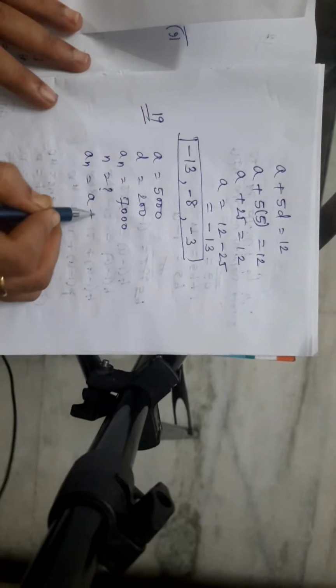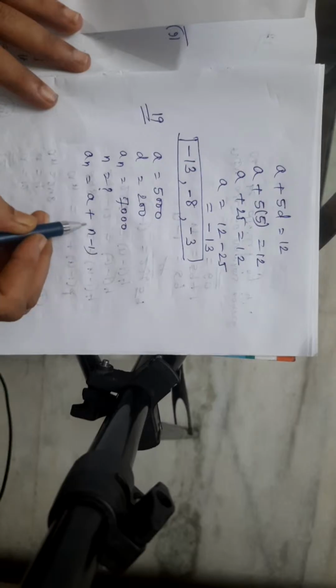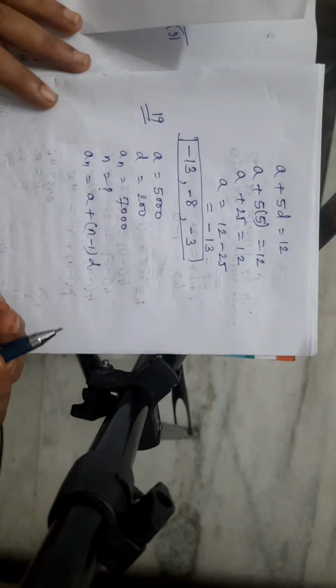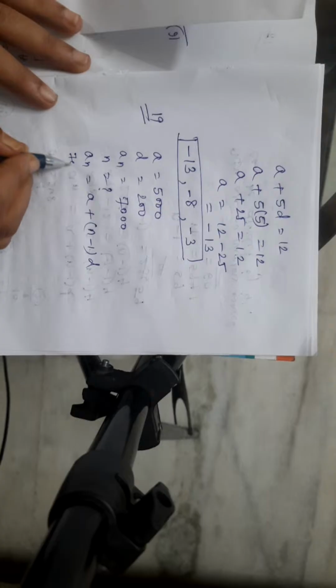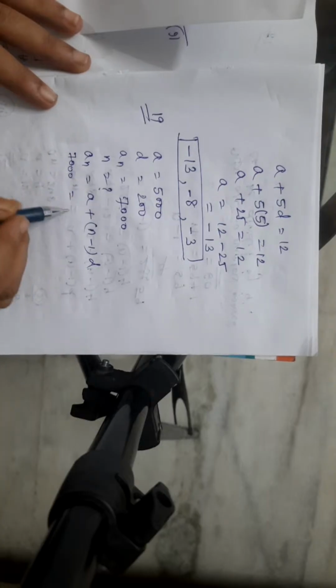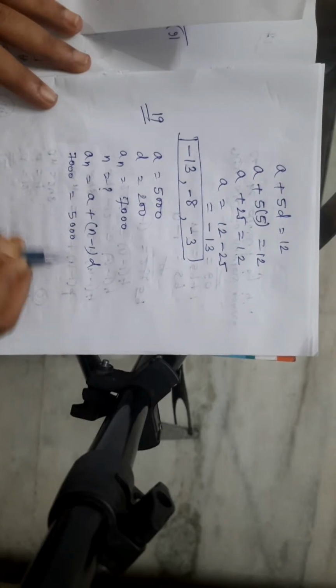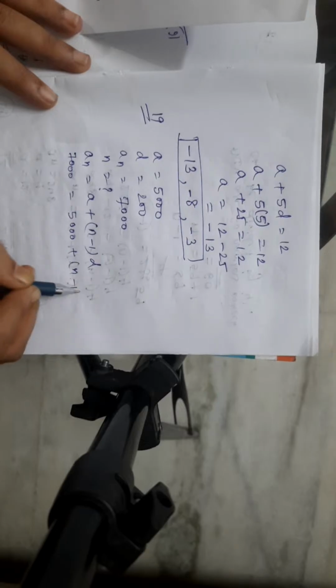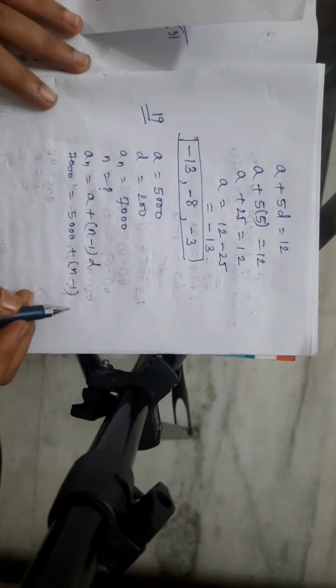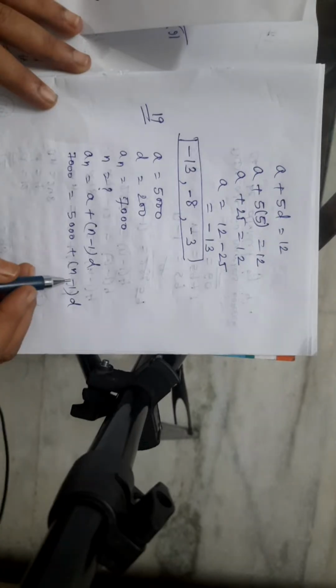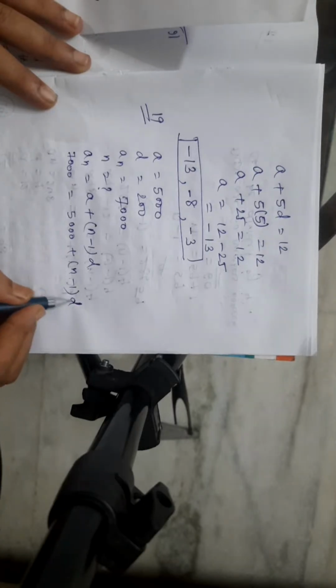AN is A plus (N minus 1) D. So here AN is 7,000, A is 5,000, plus (N minus 1) D, whose value we need to find out. So N is in which year, and D is given as 200.